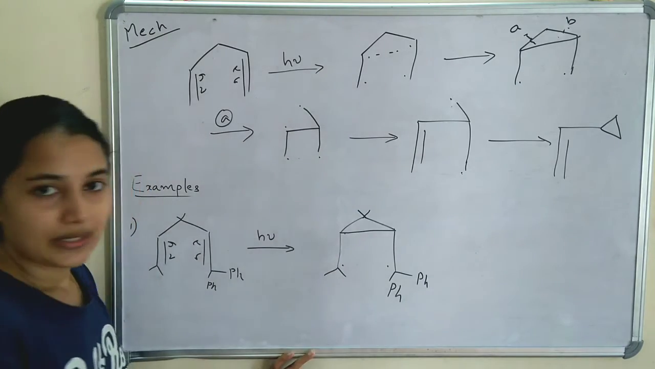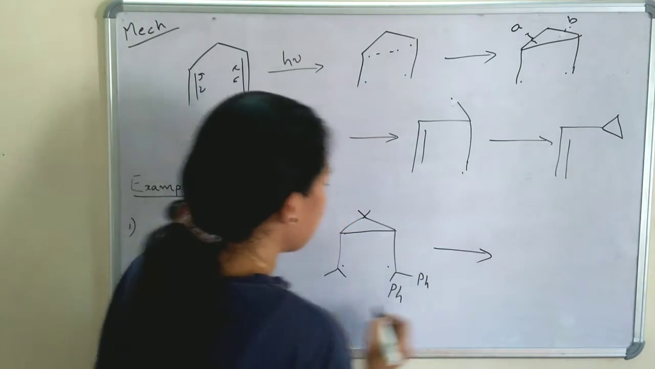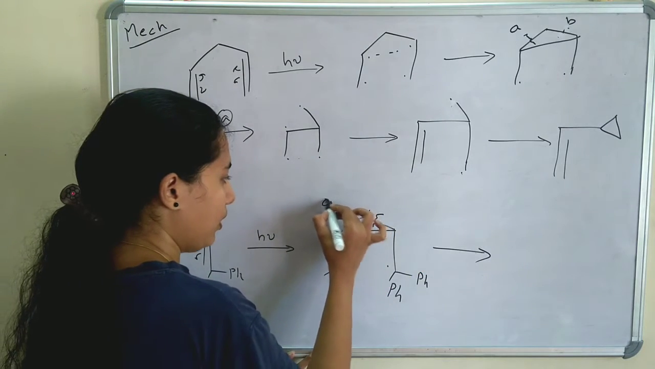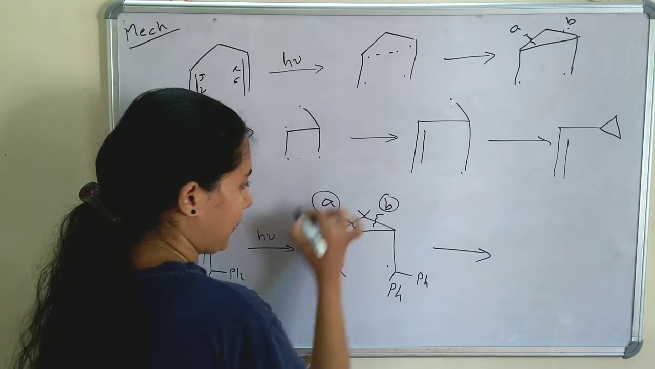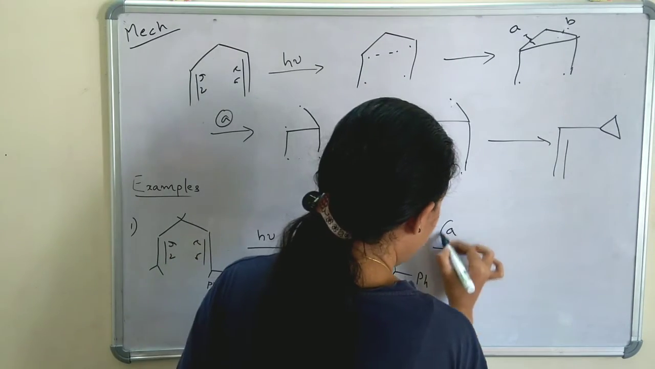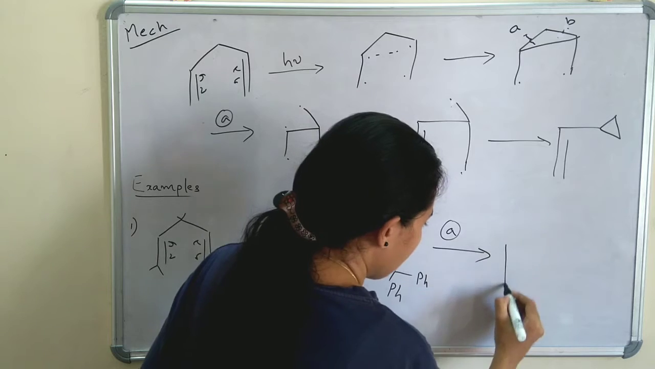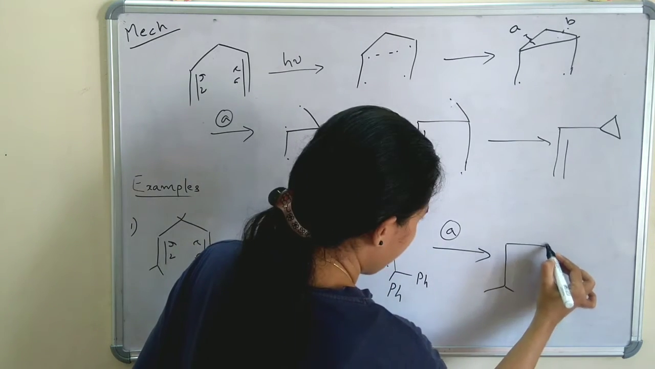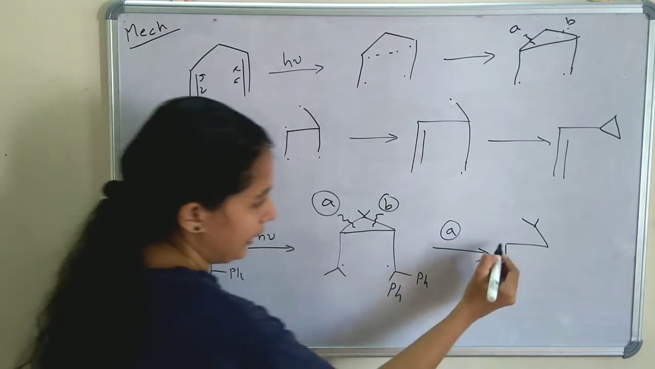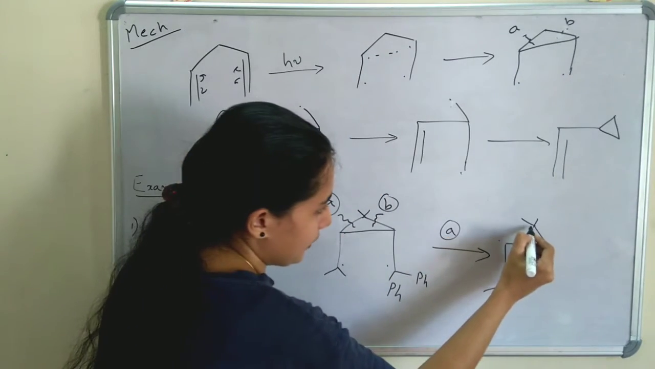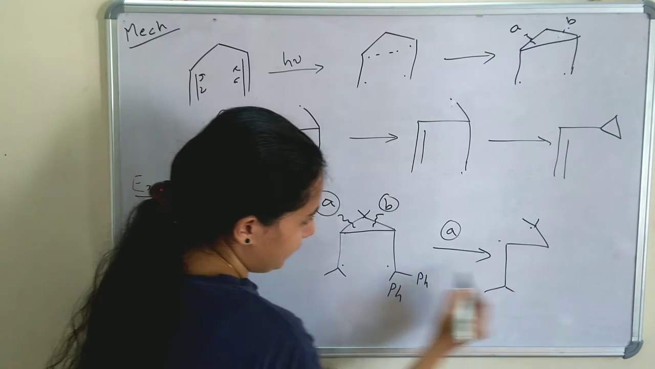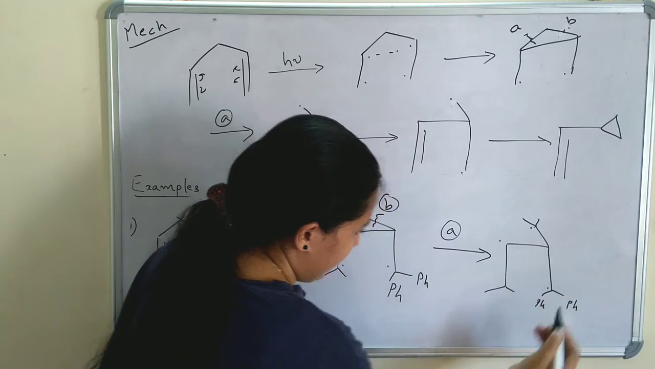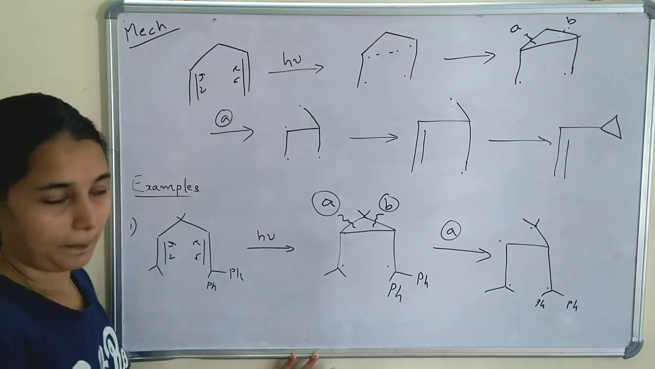Now the next step is cleavage. Cleavage from this side or this side, A or B. First we can cleave from A. So we are cleaving from A. So what will be the structure? Here a radical comes and here a radical comes. The rest is the same. Here Ph, Ph and a radical. Here also a radical is present.